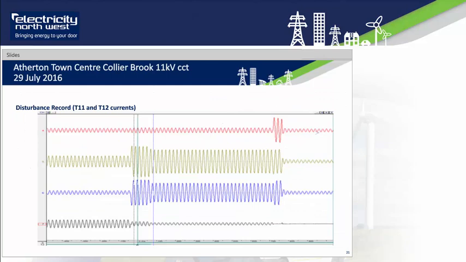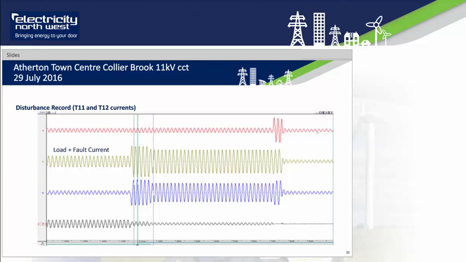I'd just like to step through a number of the waveforms we have received from a number of the faults. The first one was Atherton Town Centre in July 2016. So we have a red, yellow, blue waveform and the neutral on the bottom, and it's a sort of timeline as the activations progressed. As you can see here, we have normal current and fault current. In this instance, we have a phase to earth fault.